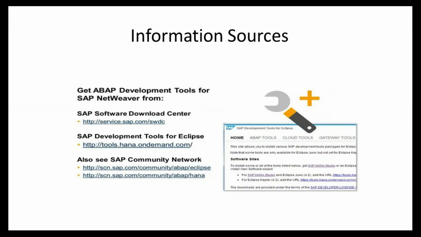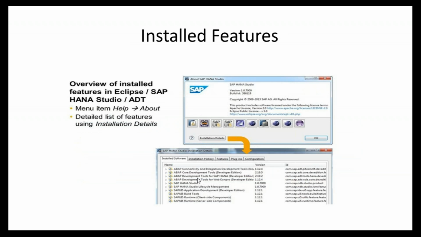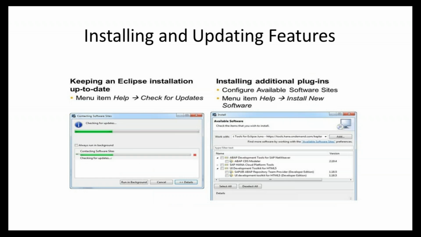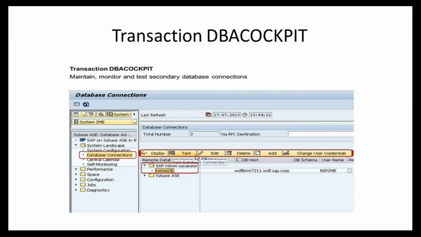The information source is the SAP Software Download Center, from service.sap.com/swdc. If we have a licensed version, we can give the license credentials and download Eclipse directly from there. We can also use the community network, where we can access Eclipse and HANA details. This is the installation process for Eclipse.